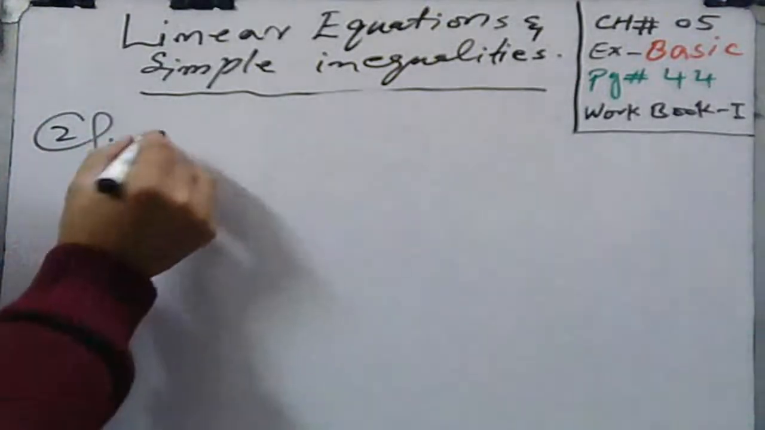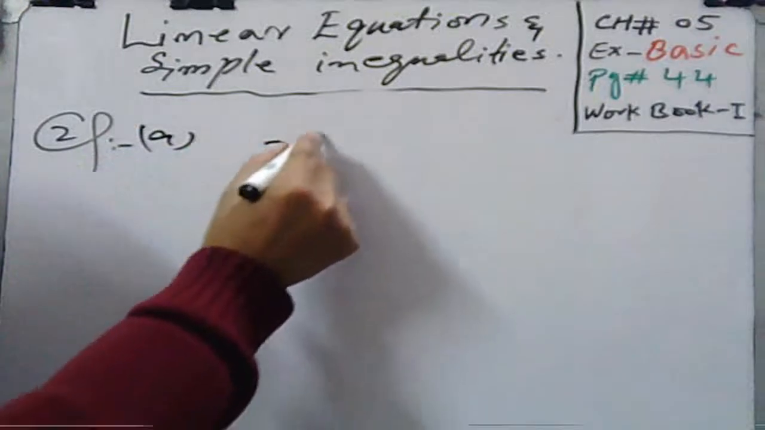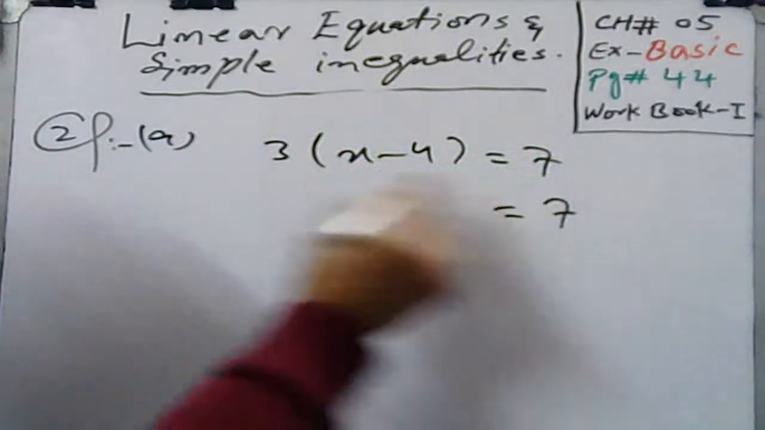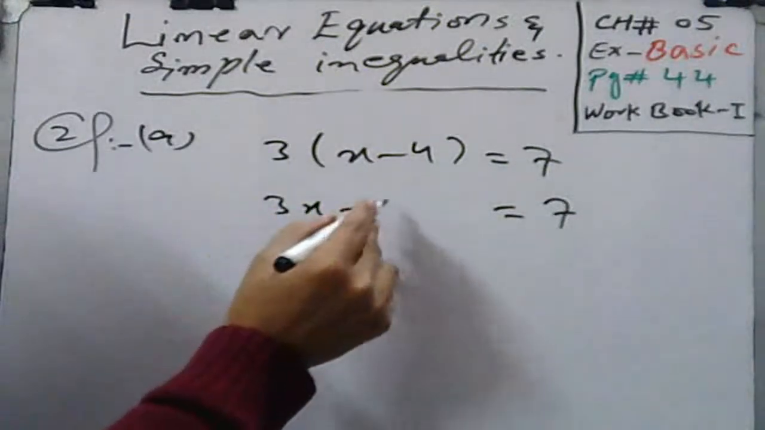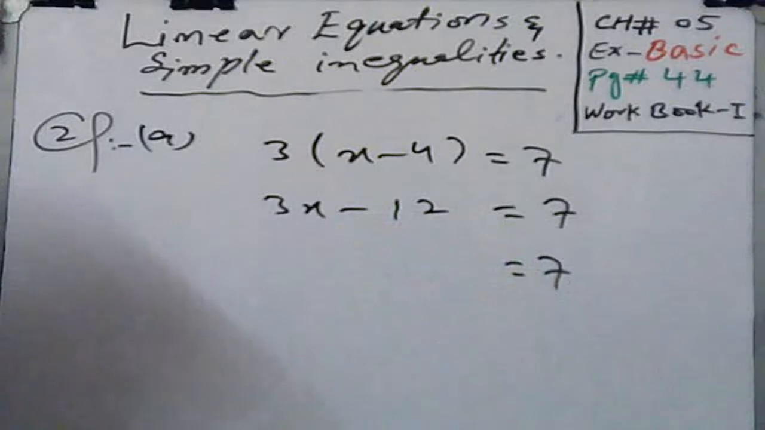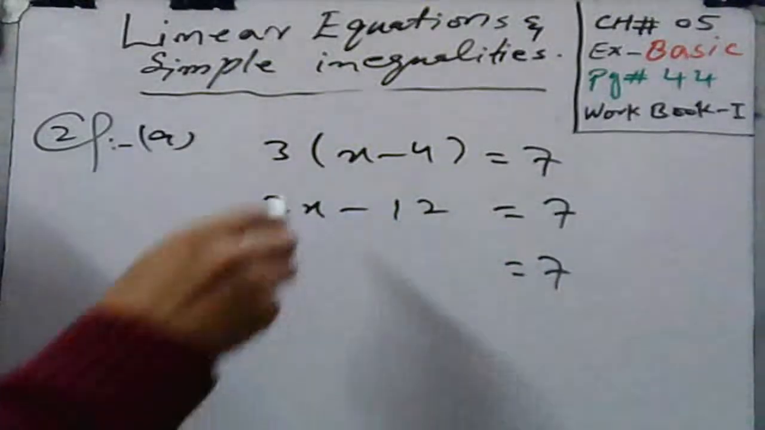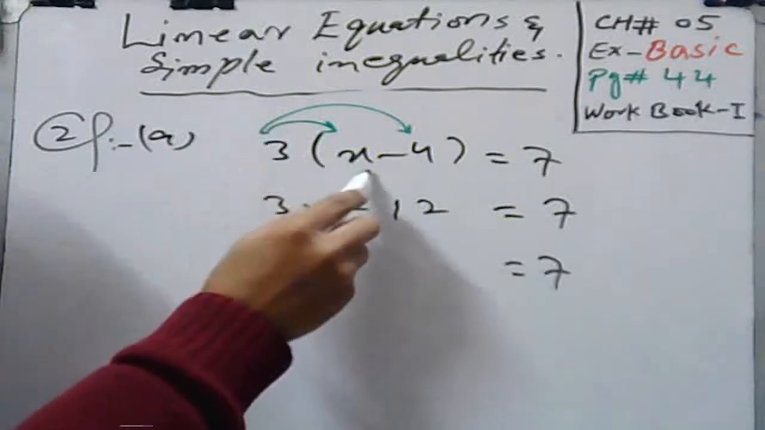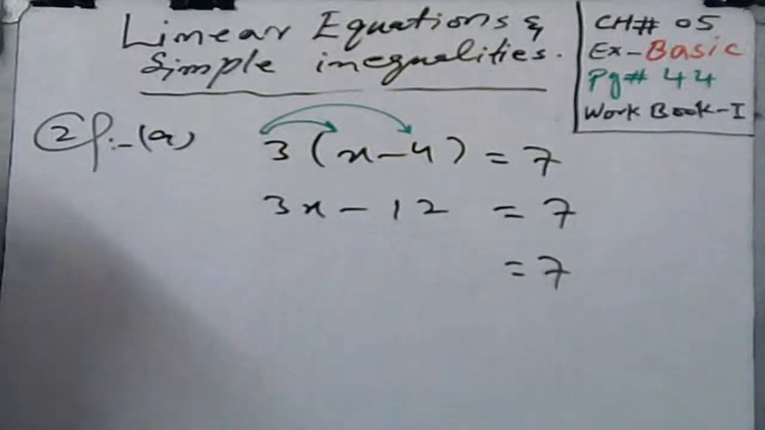That is 3 into x minus 4 is equal to 7. So multiply: 3x minus 12. So again, this first step is done like this. The first term is multiplied with this one, so you will get this.